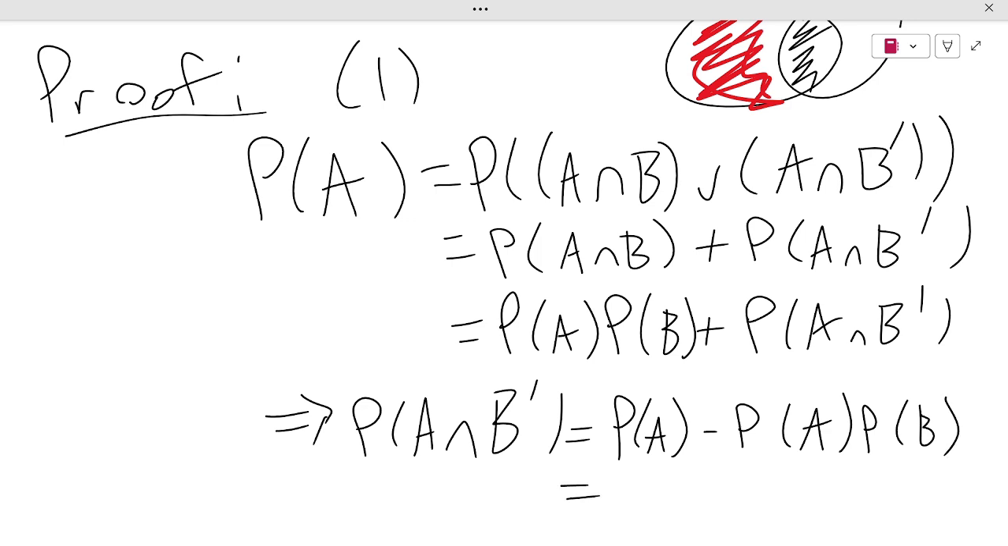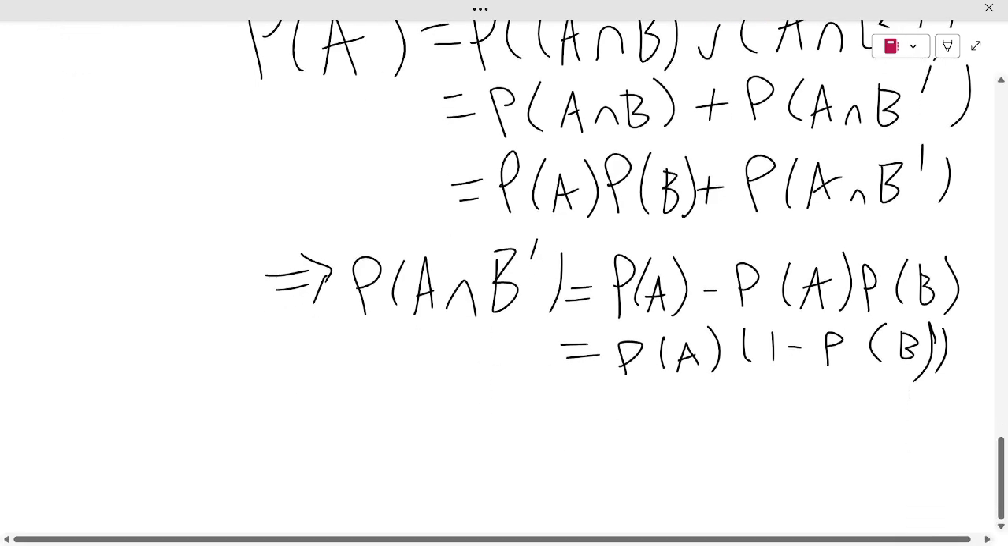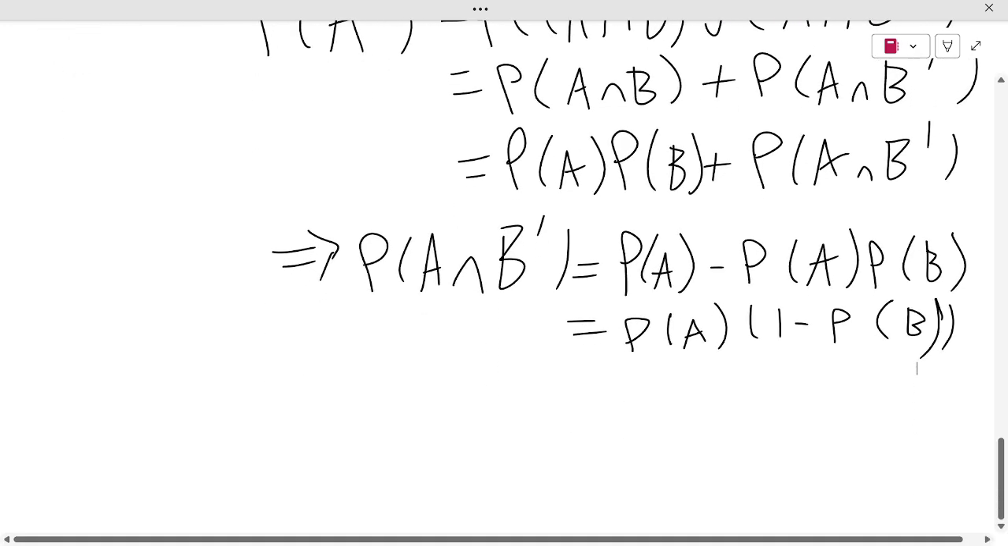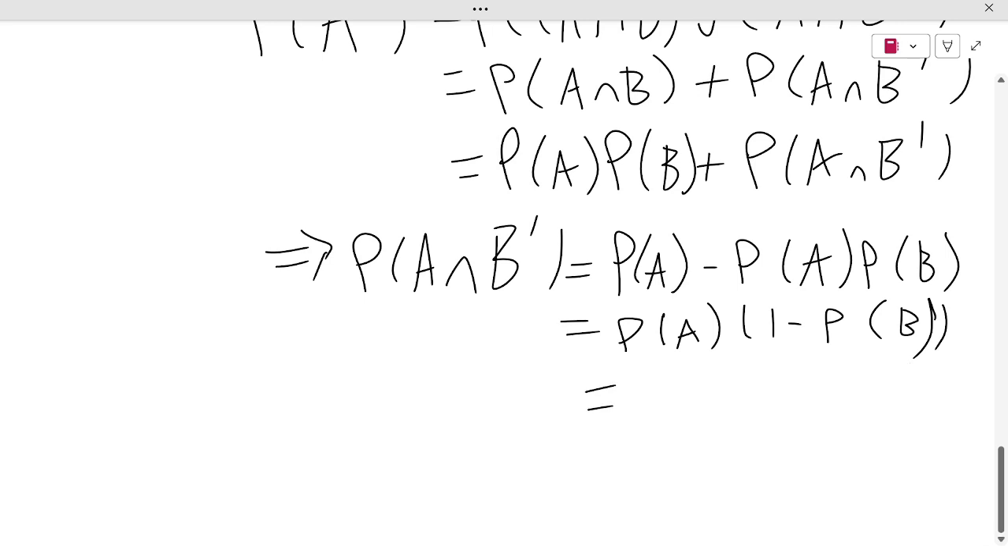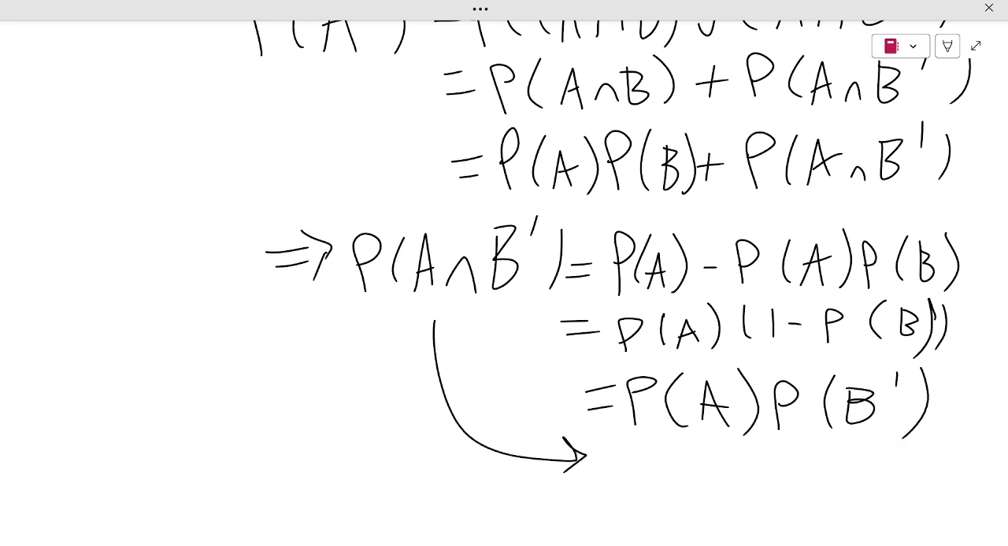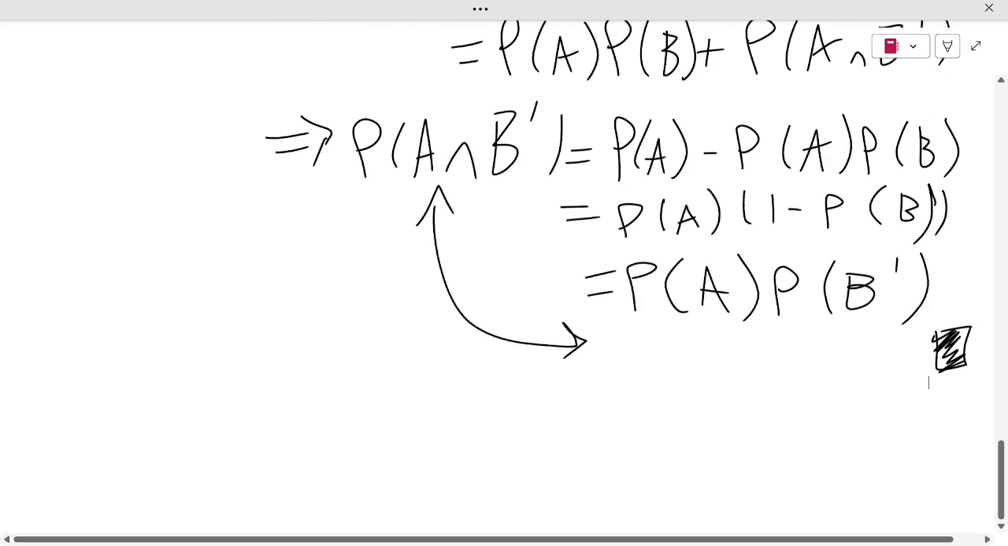Okay, we can factor out a probability of A, and if we have 1 minus the probability of B, well, what is that? That's just B complement, right? And so what we'll get is the probability of A times the probability of B complement. And so if these two are equal right here, well, that's the definition of independence, so we're done. We know that A and B complement are independent. Okay, so maybe try the proof for the other two consequences of that theorem.